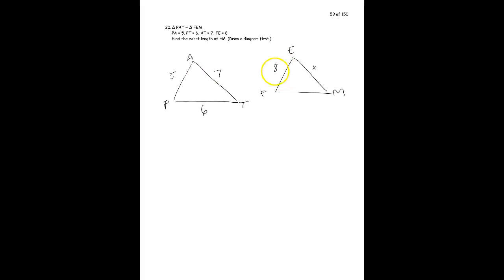So again, to find the scale factor, we're trying to find a corresponding side where there's both numbers given. So we know that 5 turns into 8. So 5 over 8 is going to be one thing, and then we know that 7 turns into X. So 7 over X. And now we can just solve this proportion. 5x equals 56, 8 times 7, so x equals 56 over 5, which is the answer.